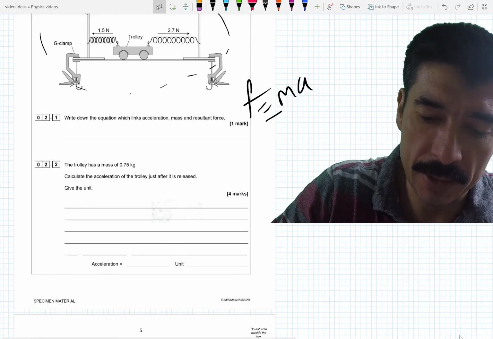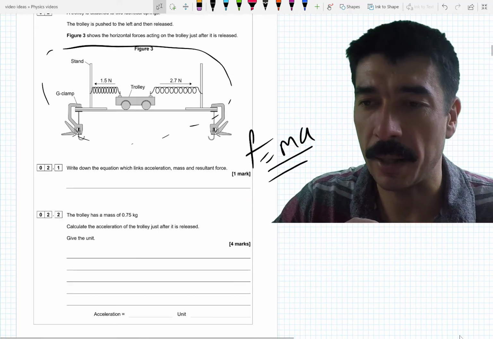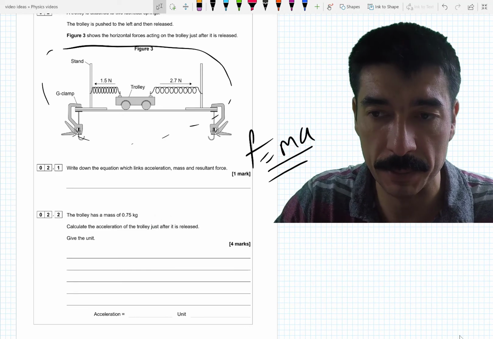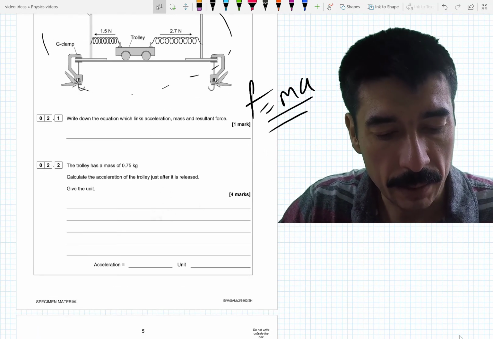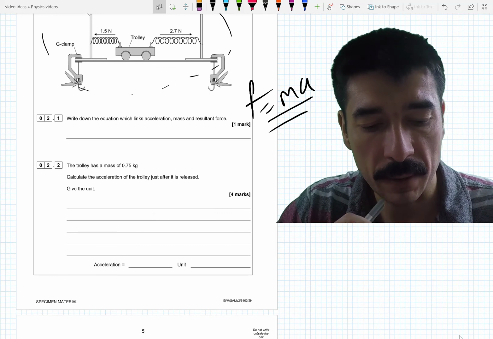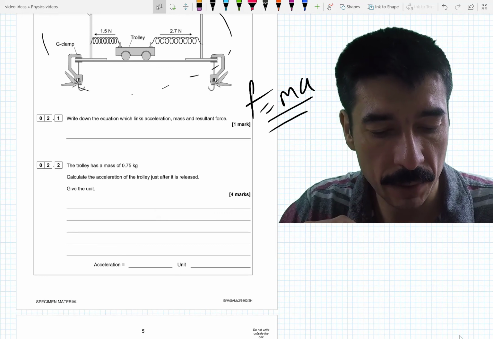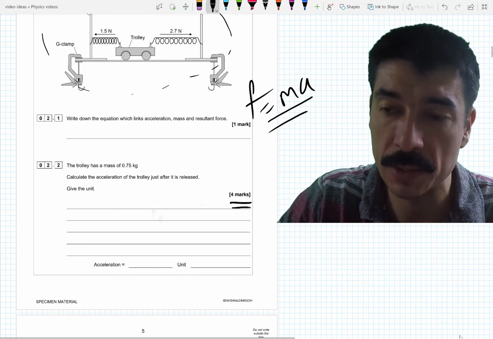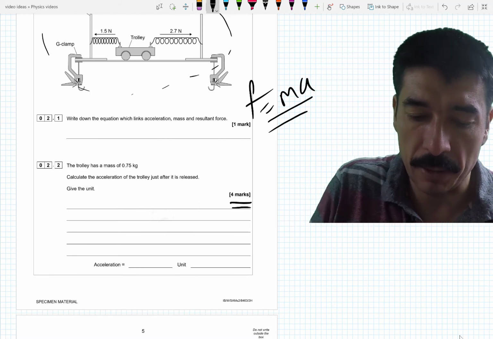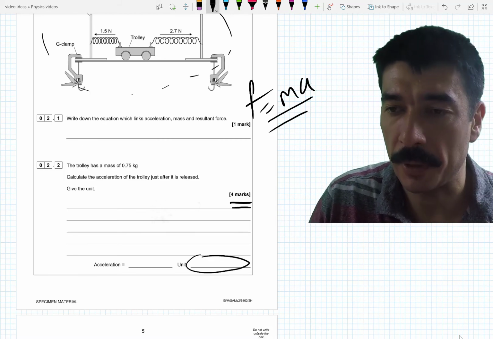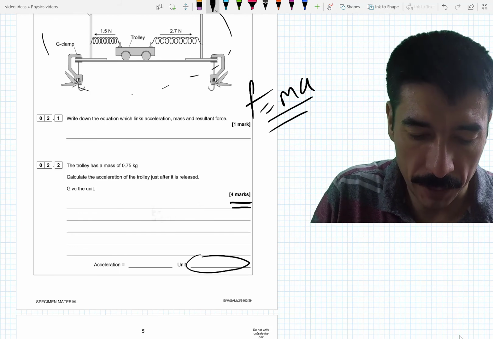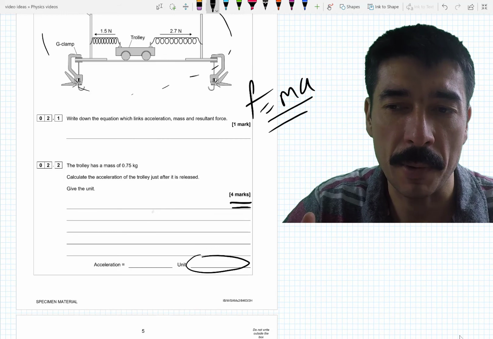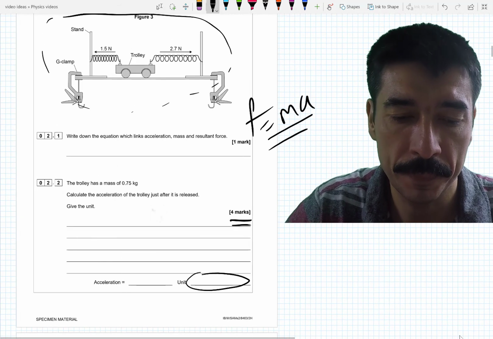So once you've been asked to write down the equation, generally they'll ask you to use it. That's one of the little patterns that seems to come up in all the papers. So that's what this looks like now. The trolley has a mass of 0.75 kilograms. Calculate the acceleration of the trolley just after it is released. Give the unit. 4 marks. So, because it says give the unit, I can imagine you'll get a mark for the unit, a mark for the answer, and a mark for the rearrangement. That's 3 marks. So there's another mark somewhere.